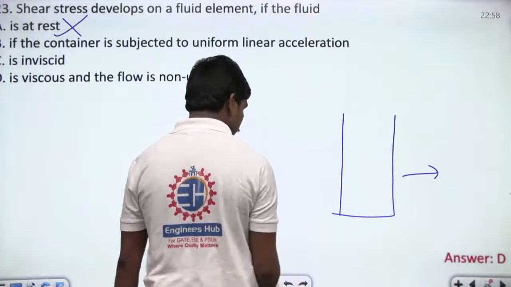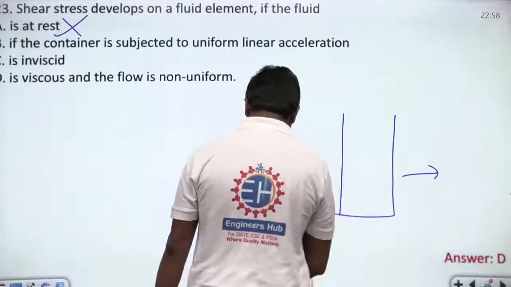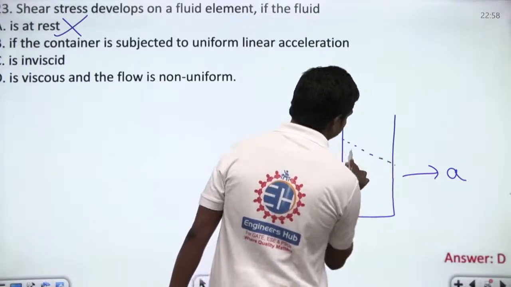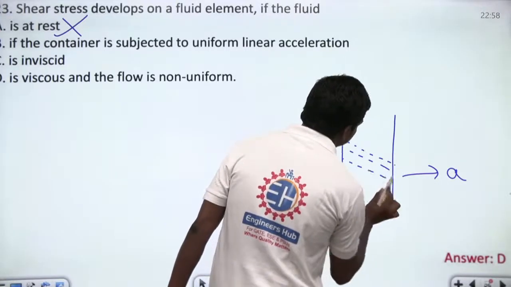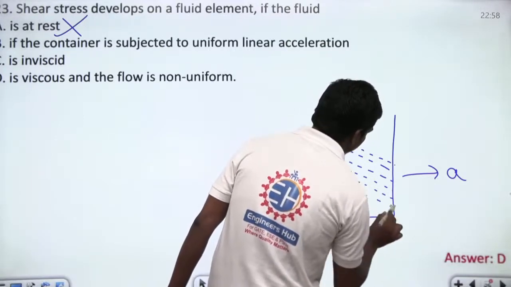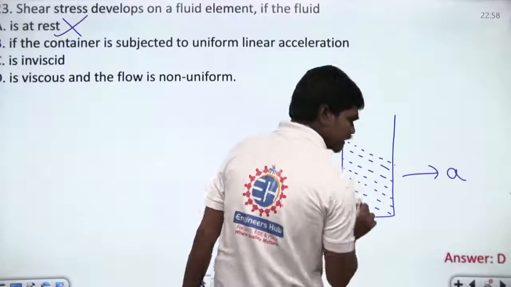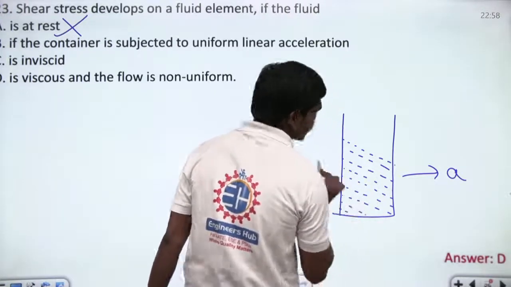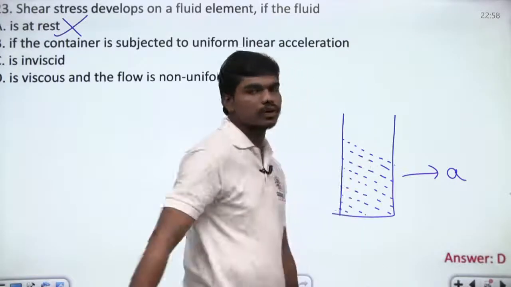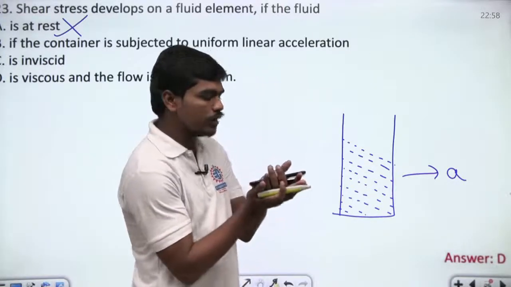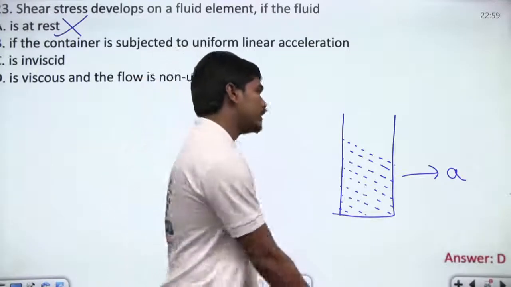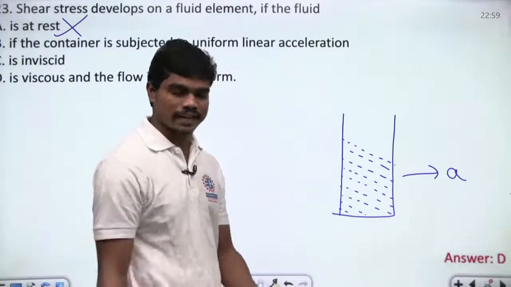Okay. I'm sorry for this. If your fluid container is accelerating in this direction, then your liquid gets settled like this. I will show you in chapter number 5, fluid kinematics, why this happens. But there won't be any relative motion between the layers. If you take any 2 layers of fluid at any instant, there won't be any relative motion between the fluid layers. So there won't be any shear stress acting here.